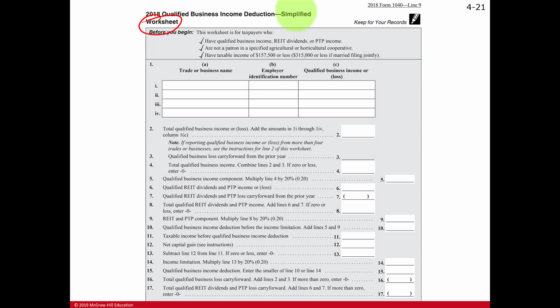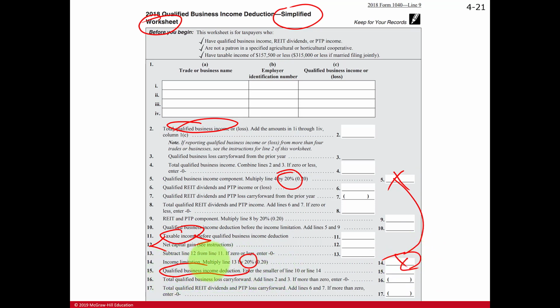Keeping in mind, this is a simplified situation where the income is relatively low. Again, we look at our qualified business income, and technically we just multiply it by 20% to get that tentative deduction. Then we compare that to the taxable income minus out the capital gains, and the difference times 20%. We pick the lower of the two to claim the deduction.